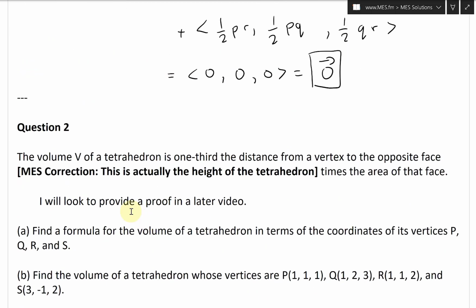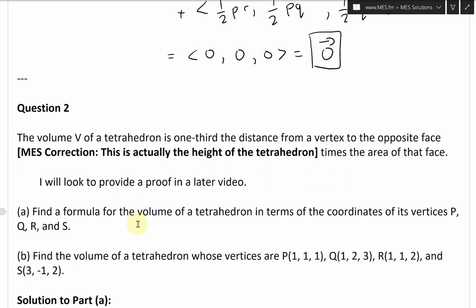And just a note on question 2, I actually finished filming the video, and then I realized that the actual calculus book had a mistake in it, and then I thought I might as well redo this and add more clarity, even though the final answer is still the same. So question 2, the volume V of a tetrahedron is 1/3 the distance from a vertex to the opposite face. And here's the correction. This is actually the height of the tetrahedron. So it's not actually the distance from a vertex to the opposite face, but it's the height of that tetrahedron from this opposite face. And I'll illustrate that in a bit.